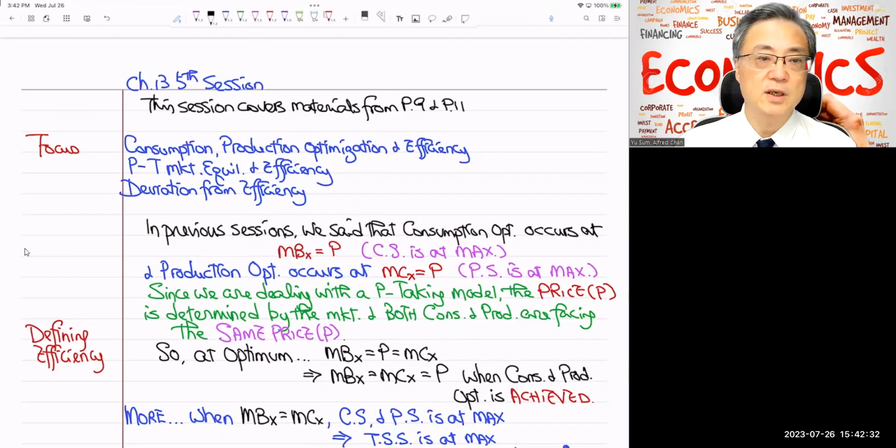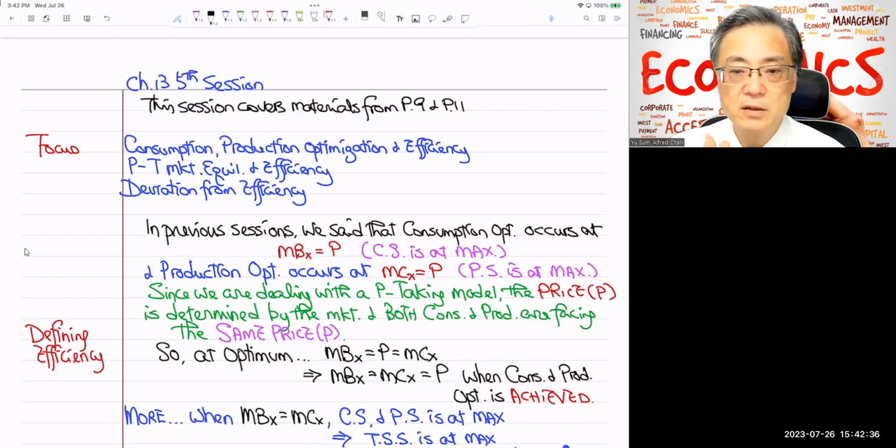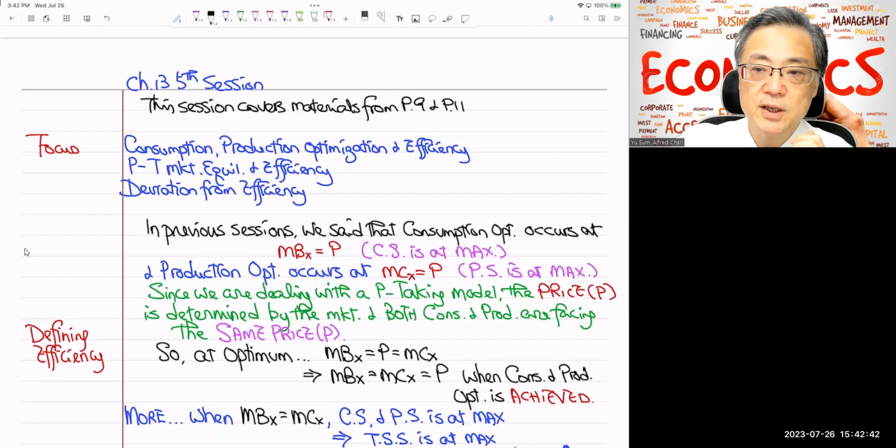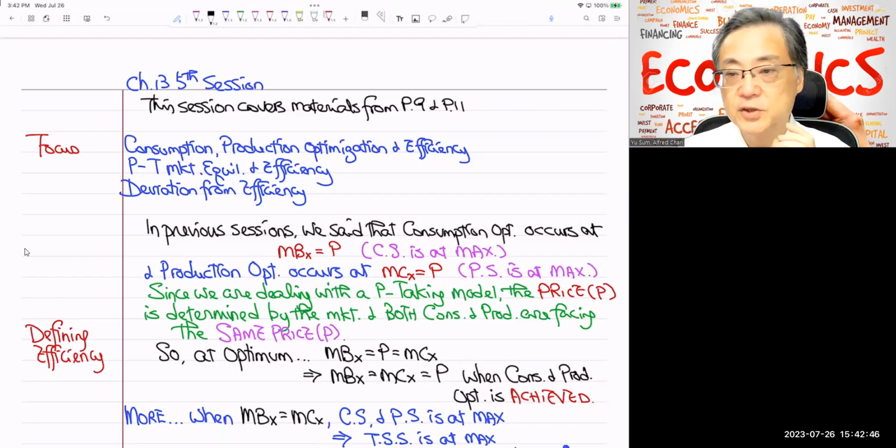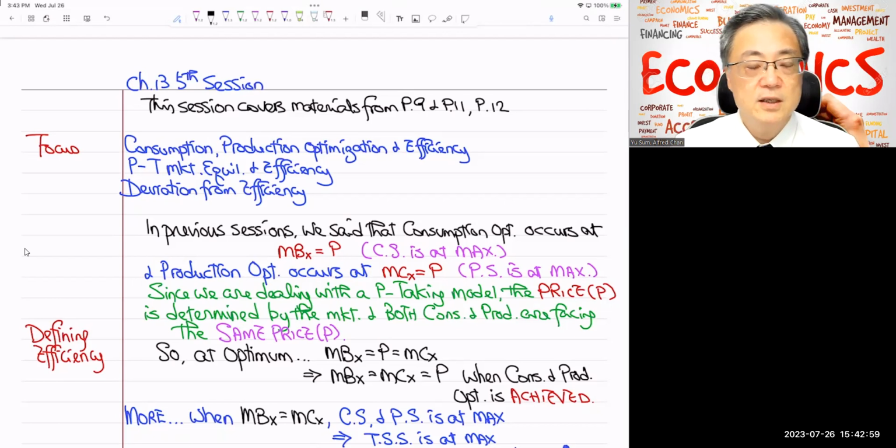Now let's come to the fifth session. This session may be a little bit long, but I'll try to keep everything under 20 minutes. This session covers mainly page 9 and page 11. I will skip page 12 because it is quite factual. You can just read the notes. That's why I said this will probably be a little bit longer.